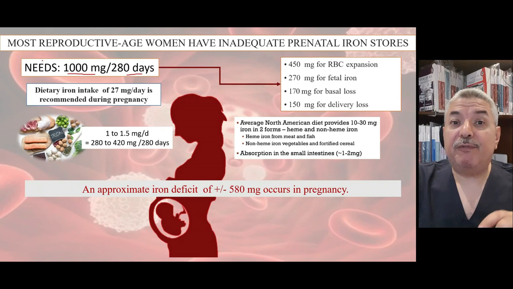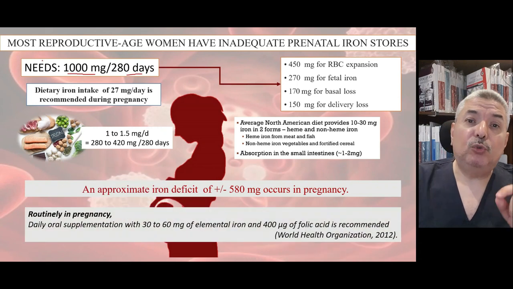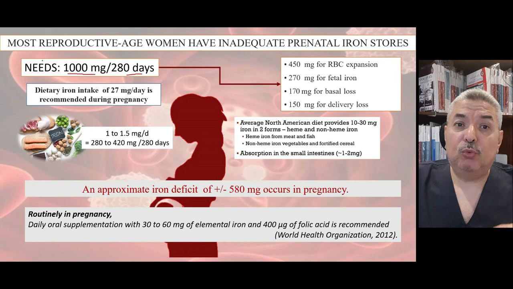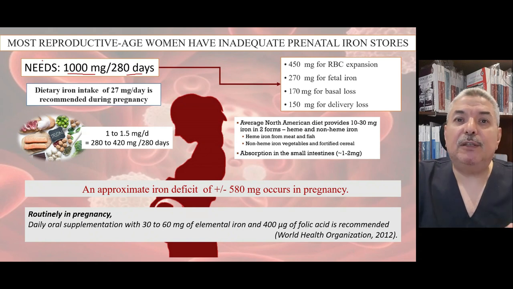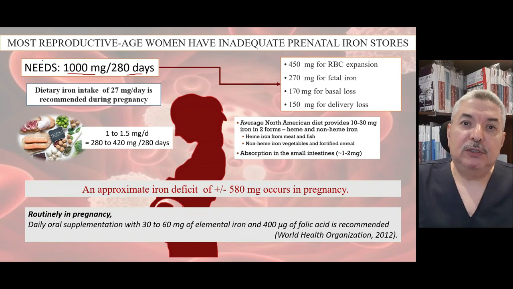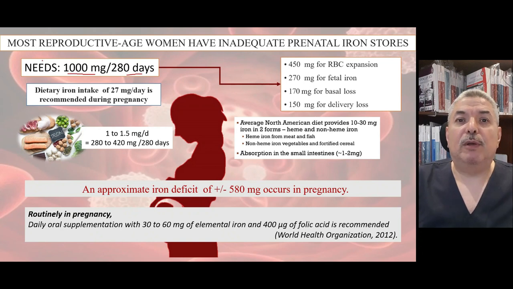And because of this deficit, the recommendation is that routinely in pregnancy, every pregnant woman should have at least 30 to 60 milligrams elemental iron supplementation, in addition to the 400 micrograms folic acid, in order to meet the needs in pregnancy. So the cause of anemia in pregnancy is pregnancy itself. It is aggravated by nutritional deficiencies or other diseases, but the cause is not nutritional only. If you give good nutrition, this doesn't mean that you will not go into anemia. There is always need for supplementation.